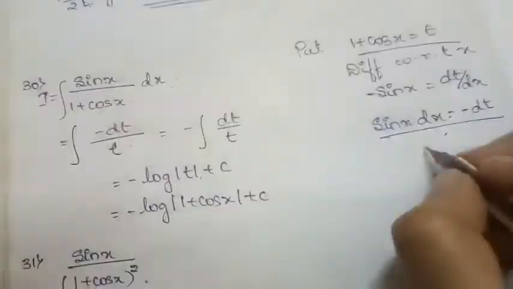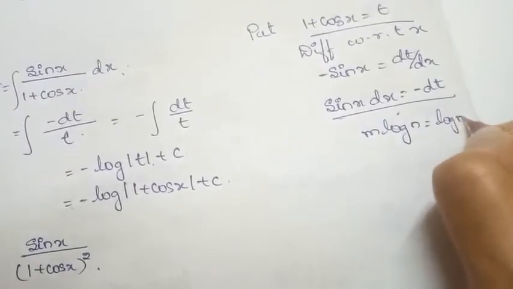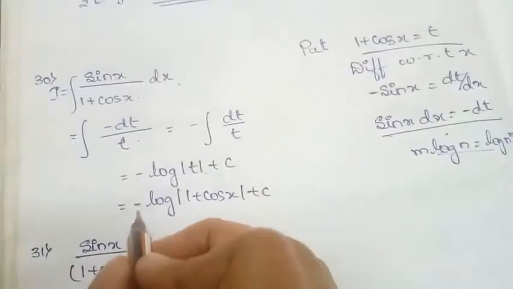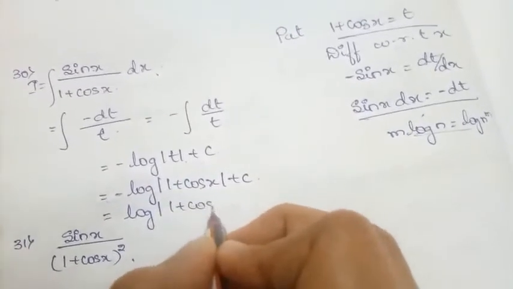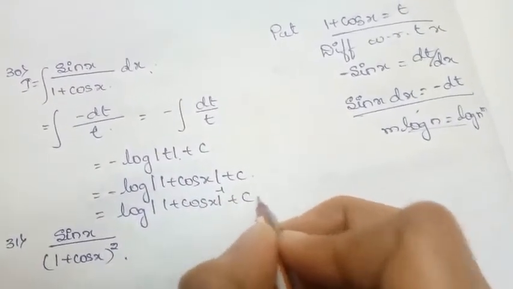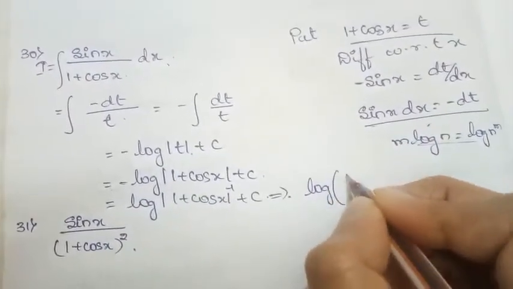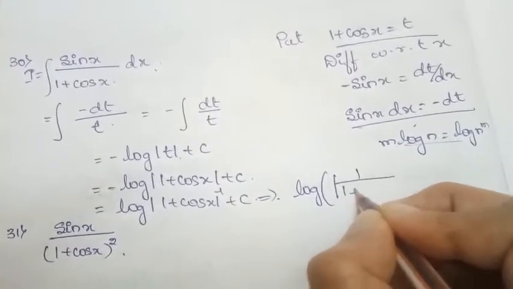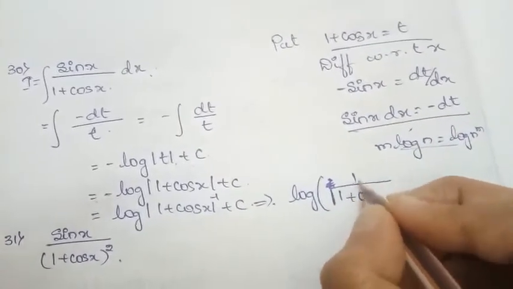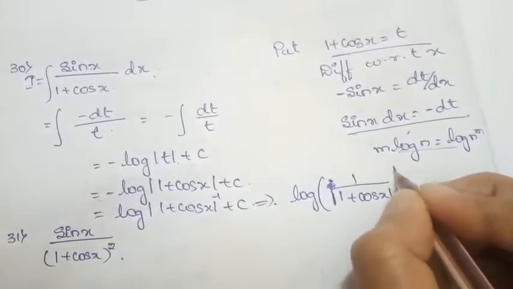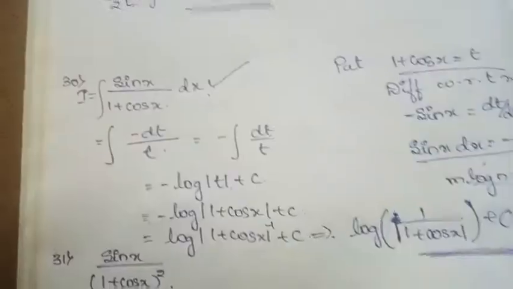And we have the identity m log n is equal to log of n to the power m. By using this identity, I can write this as log of mod 1 plus cos x to the power minus 1 plus c. So what does that imply? Log of mod 1 divided by 1 plus cos x plus c. Sorry, the mod is not for the whole thing, it is only for this one, 1 divided by 1 plus cos x. So this is the integral of the given question.